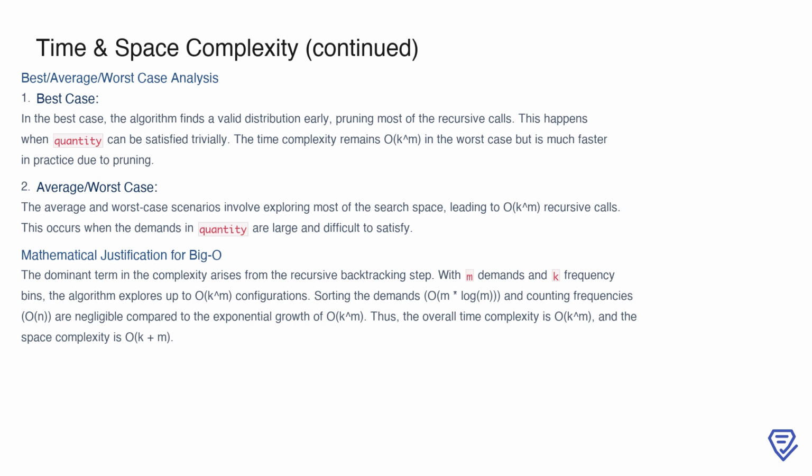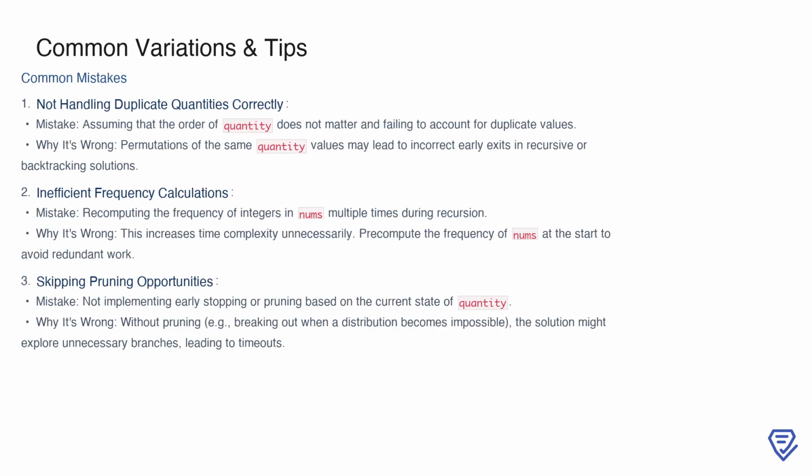The other steps, such as sorting the demands in O(m log m) and counting frequencies in O(n), are relatively negligible in comparison. Thus, the overall time complexity is O(k^m), while the space complexity remains O(k + m). When solving this problem, there are several common mistakes to watch out for.